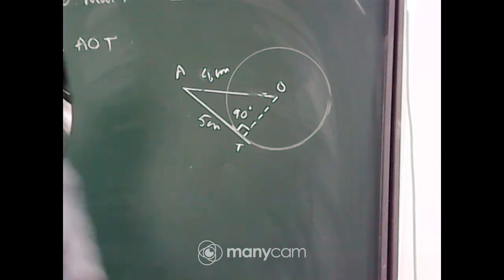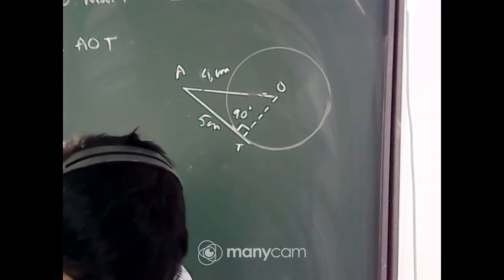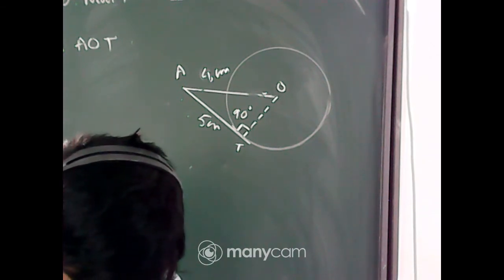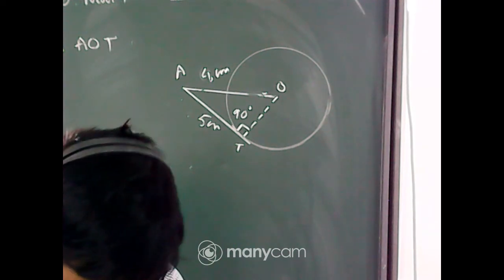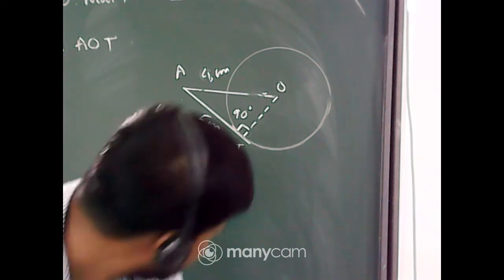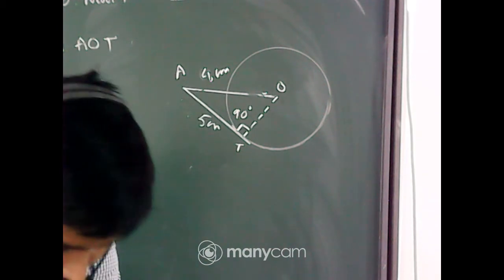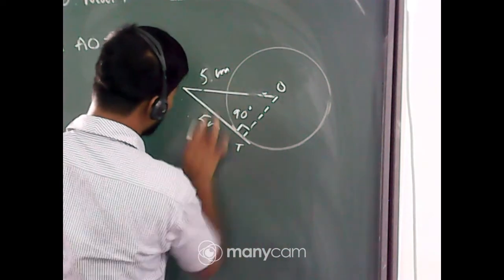Just give me 1 second. The length of the tangent from a point at a distance 5 centimeter from the center of the circle is 4 centimeter. Find the radius of the circle. Okay, so actually the distance of the point is 5 centimeter and this is 4 centimeter.